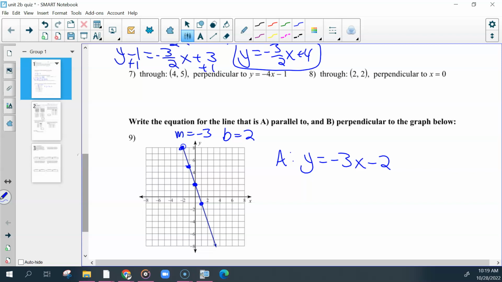And then for B, perpendicular. So take the slope you have, flip it. It was already negative, make it positive. And then you can choose the same y-intercept, different y-intercept, doesn't matter.